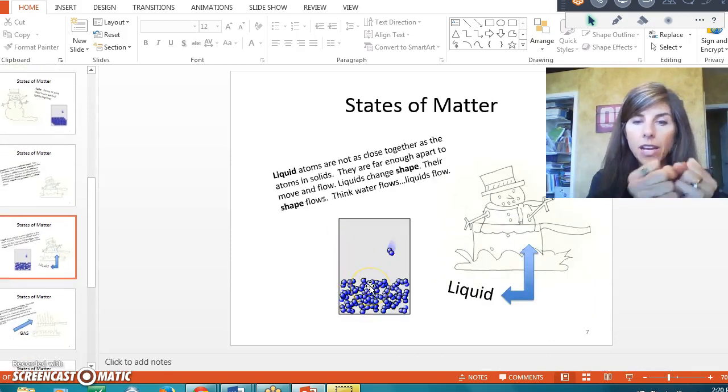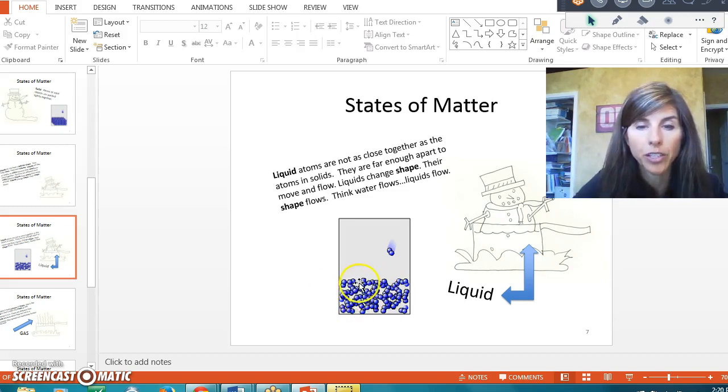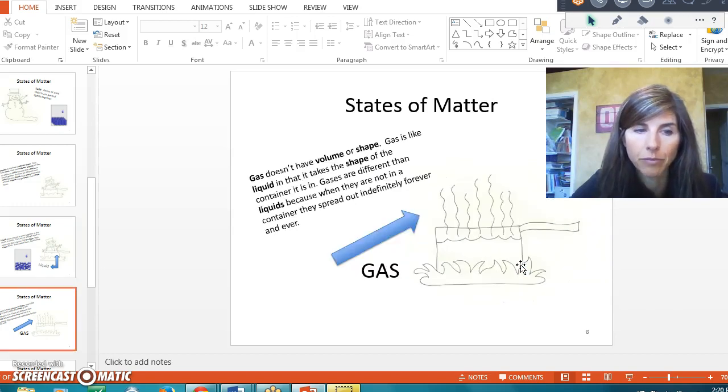Here are the atoms that we talked about in a solid. See how they're a little bit further apart, and you can see space in between some of those atoms. Liquid atoms are not as close together as atoms in solids. They are far enough apart to move and flow. Liquids change shape; their shape flows. Think water flows. Here the snowman is turning into a liquid. It is melting.